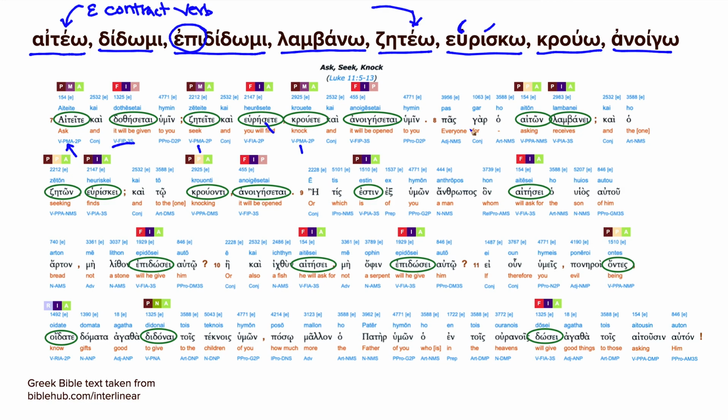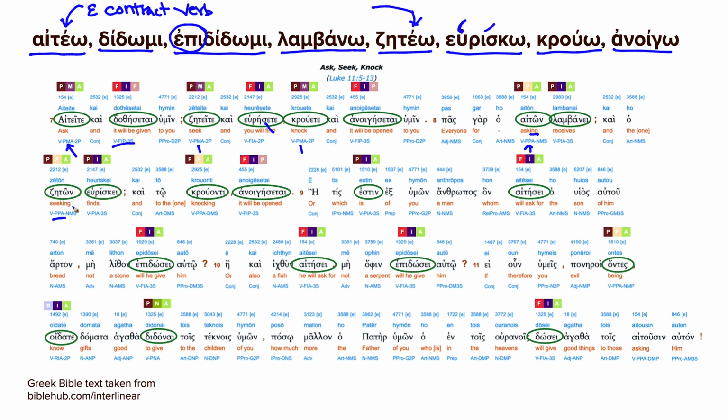And then πᾶσα, everyone, gar, for everyone who is asking. Here we have present participle, active. In English, usually ing will indicate a present participle. Lambanei, present indicative active. So anyone who's asking receives. And the one who is seeking finds. This is another present participle with the ing, the one seeking.